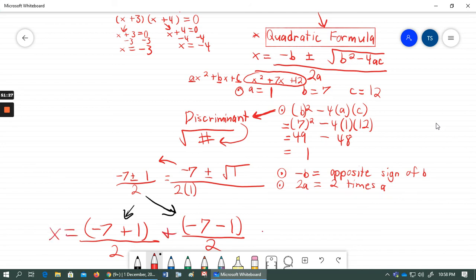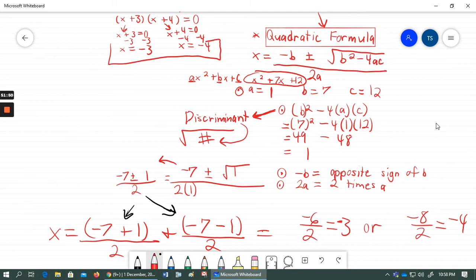So x equals both of those answers. Negative 7 plus 1 gives you negative 6 over 2, which is negative 3. The other answer, negative 7 minus 1, gives you negative 8 over 2, which is negative 4. Negative 3 and negative 4 were the exact same answers that we had already gotten anyway. All right, awesome.